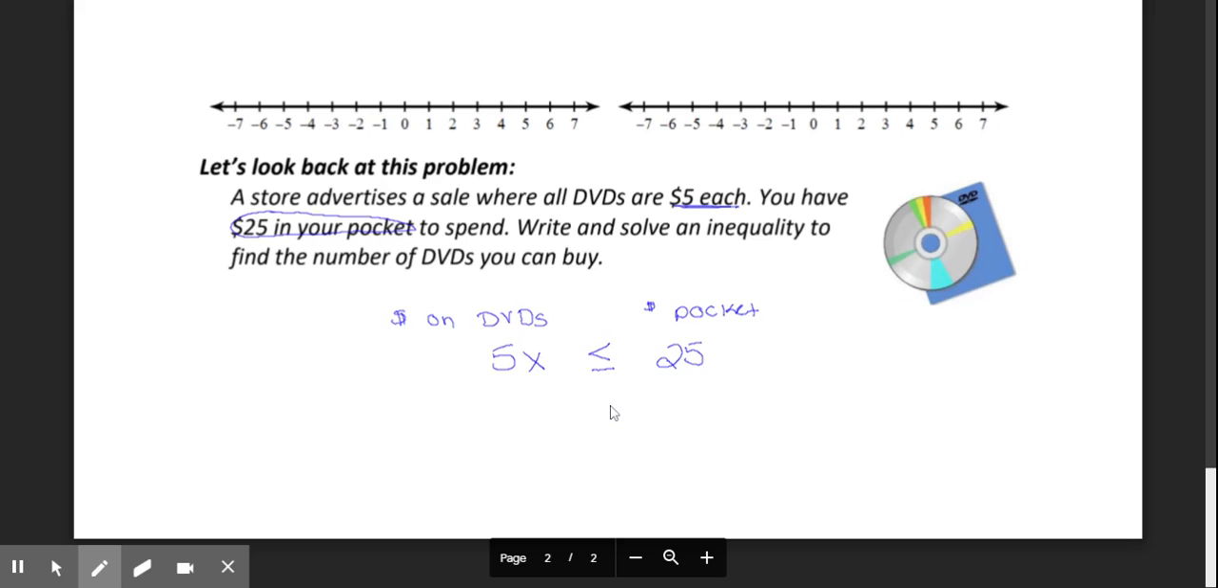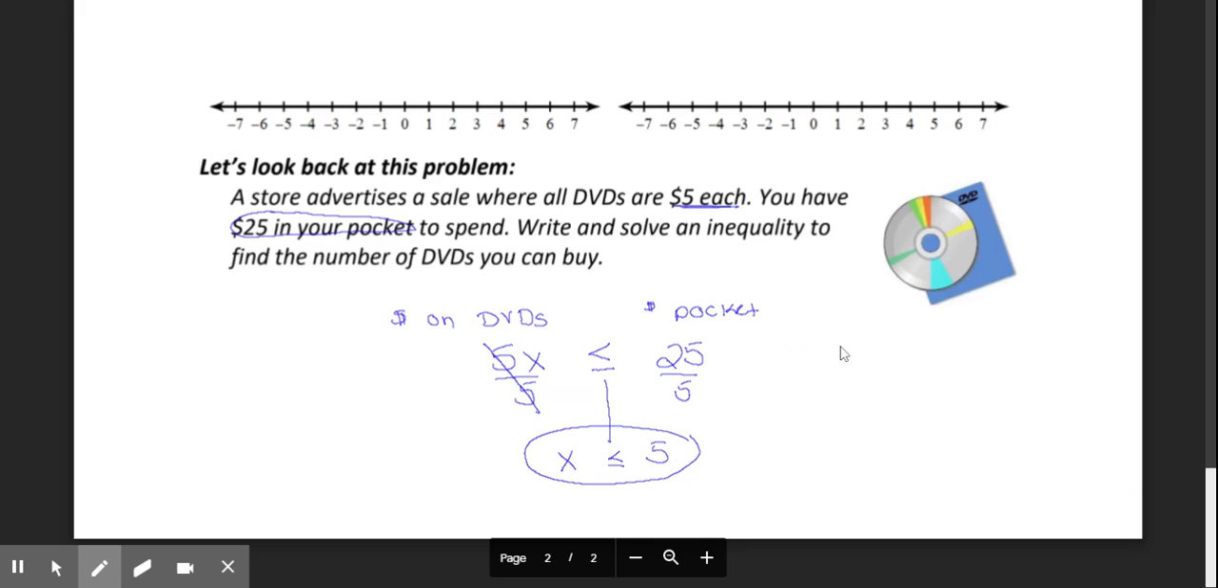All right, how would I solve this inequality? This is an easy one. I would just divide both sides by 5. This will cancel. I divided by a positive 5, so I don't need to worry about flipping the symbol. I'm just going to say less than or equal to. And then 25 divided by 5 is 5. So the answer to my inequality is x is less than or equal to 5.